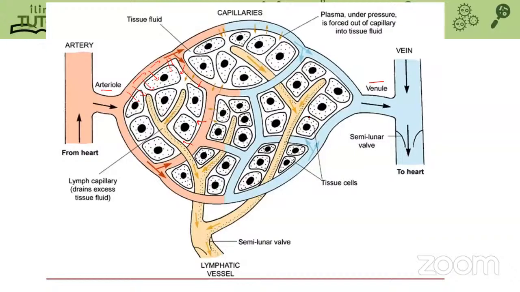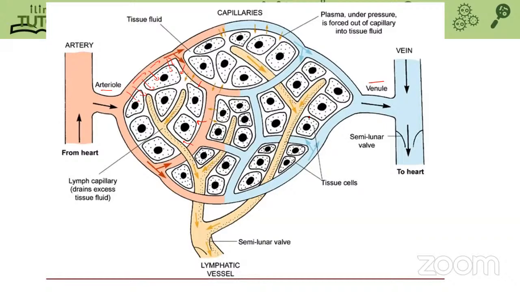Now, in terms of color, your tissue fluid contains, for the most part, a lot of things that you have in your blood, but they are clear in appearance. They are not red because your red blood cells do not find their way into the tissue fluid.